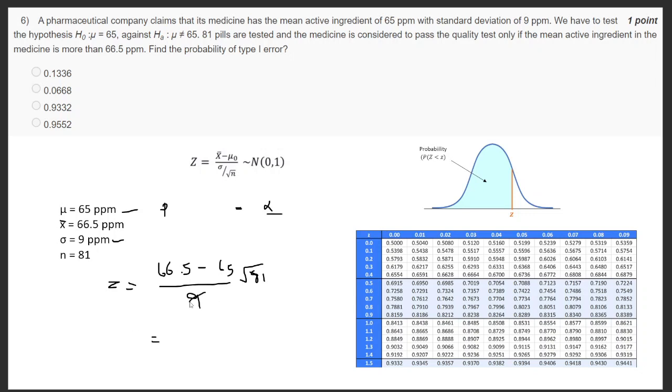So this gets cancelled, then it results in 1.5. The difference is 1.5. So the standard normal variate value is 1.5. So till here the value is 1.5. So find the corresponding probability from the table. So for 1.5 it is 0.9332.